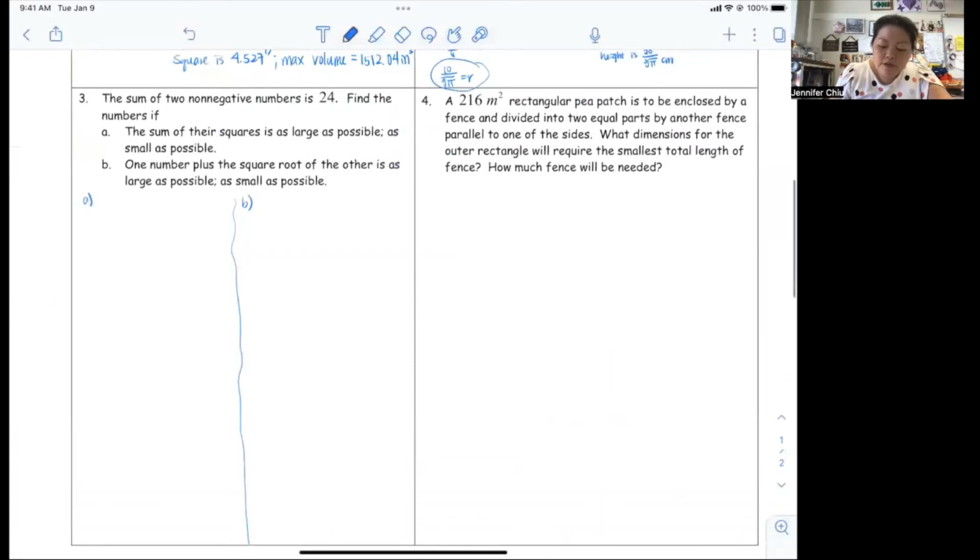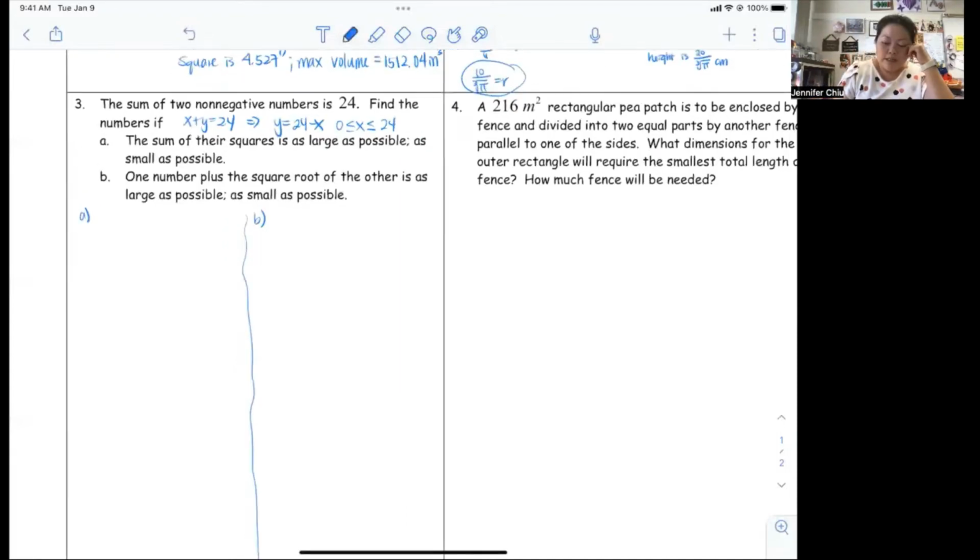It says the sum of two non-negative numbers is 24. Find the numbers if, scenario A, the sum of their squares is as large as possible, so you find the maximum of the sum of their squares, and as small as possible, so you're finding a minimum. Two non-negative numbers, so x plus y is 24. Using this information, I can say y is equal to 24 minus x. They have to be non-negative, so x has to be greater than 0 and less than 24. It can't be less than any other numbers, right? So you have a restriction on your domain.